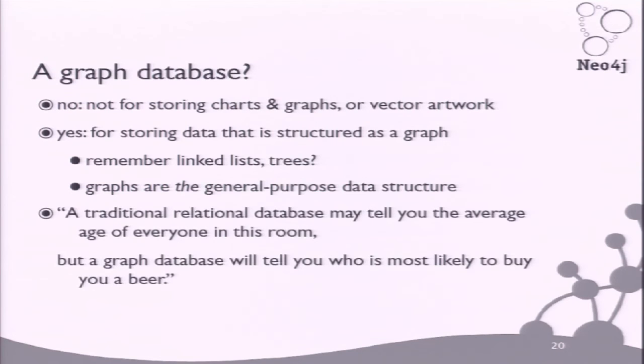So this is how one of my guys typically describes the difference between a relational database and a graph database. A traditional relational database may tell you the average age of everyone in this room. That's a great operation for a relational database. But a graph database will tell you who's most likely to buy you a beer. And I'll dig a little bit more into that specific example later, actually.